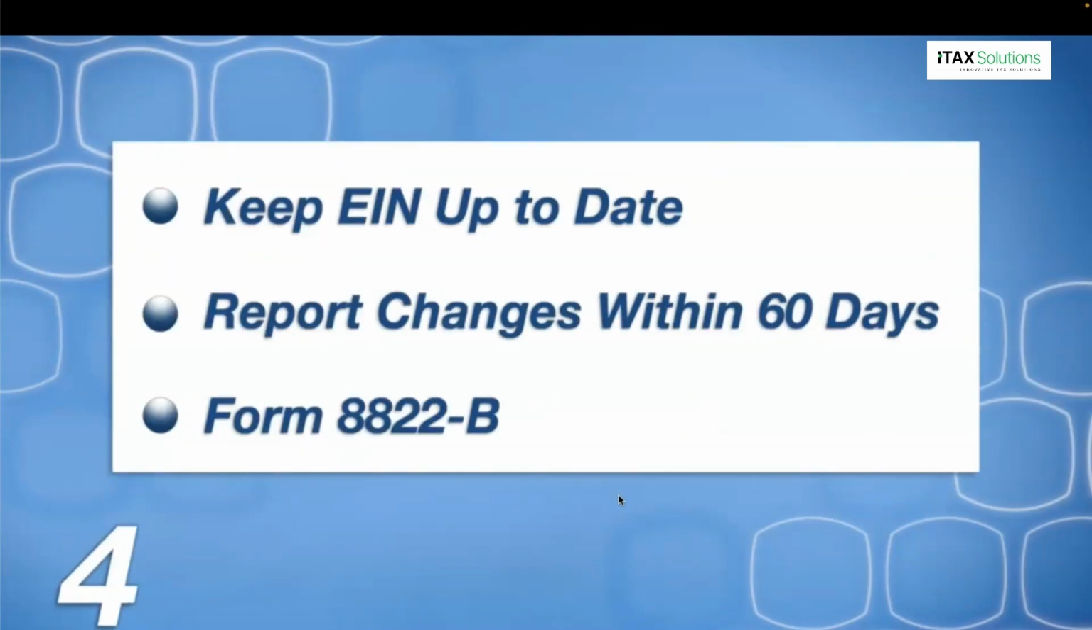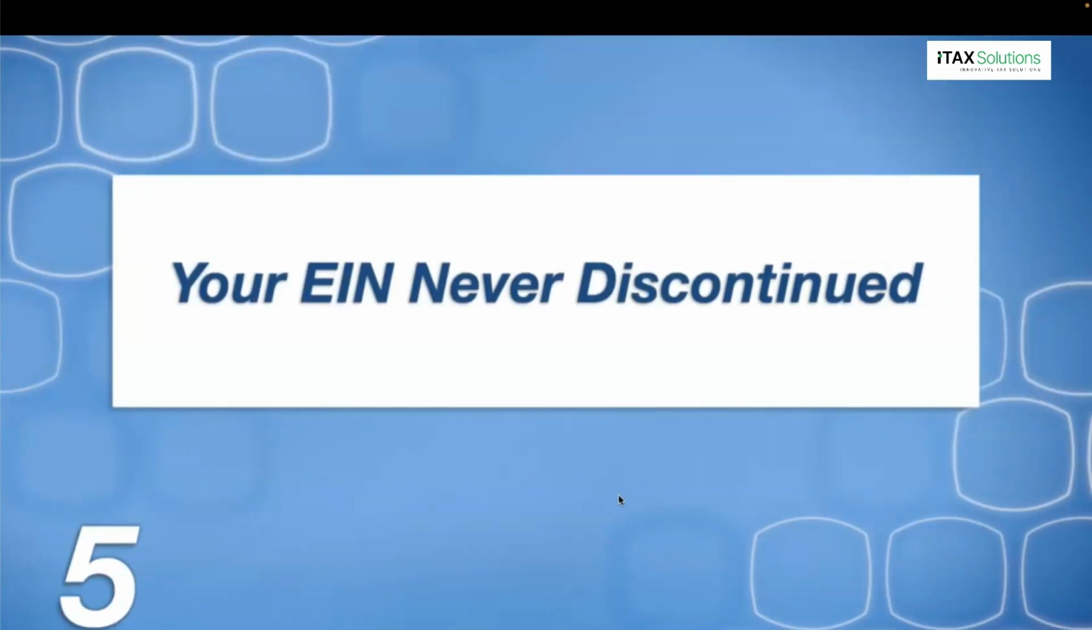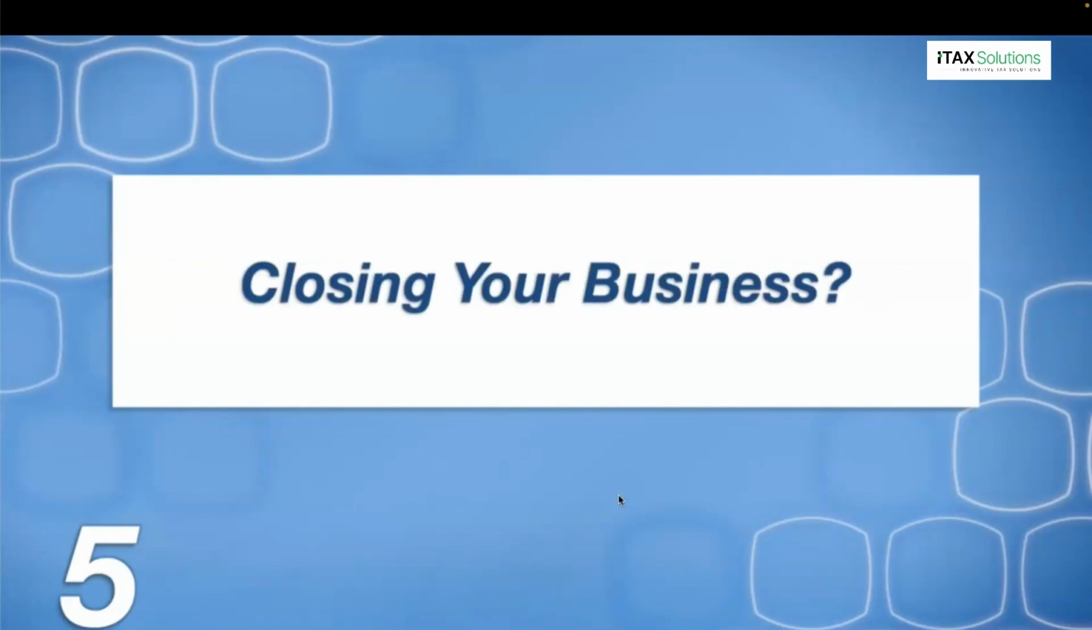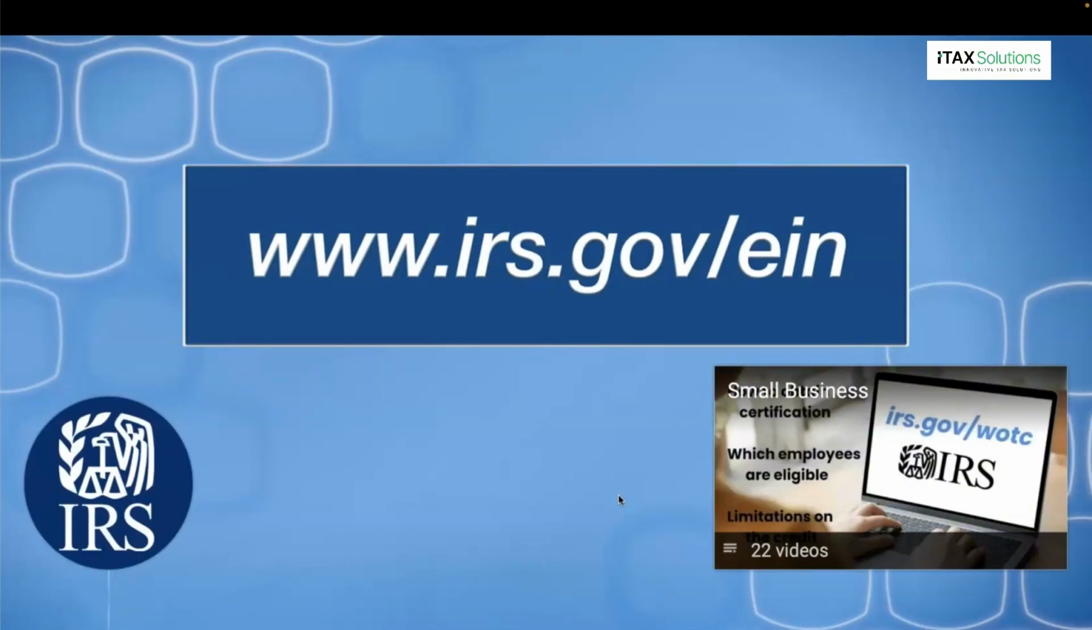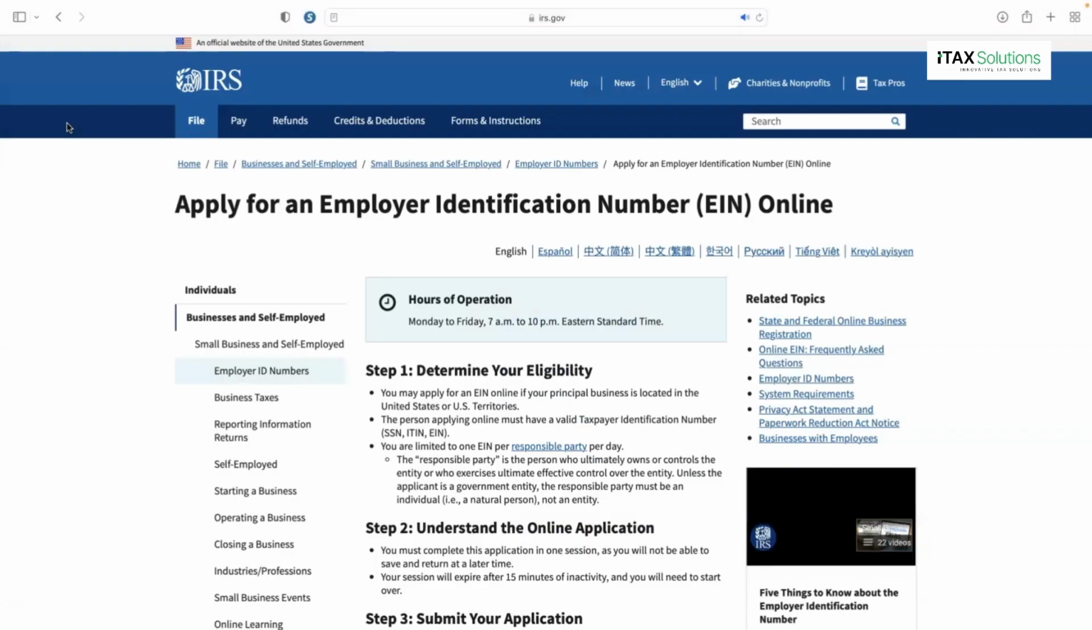Fourth, always keep your EIN information up to date. You need to report changes in responsible party to the IRS within 60 days using Form 8822B. Use the same form to report changes in address. Finally, your assigned EIN is yours for life. The number is never discontinued. If you close your business, write to the IRS to close your tax account. This is important and will help prevent identity theft. To learn more, visit irs.gov/EIN.